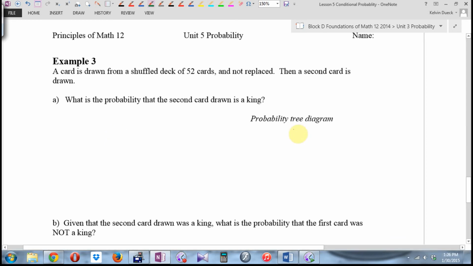All right, here's our tree. What are the events? The second card being a king, it depends. Do you know what it depends on? First card's a king. So my tree is going to look like this. King 1, not king 1. King on the first or not. King on the second or not. King on the second or not.